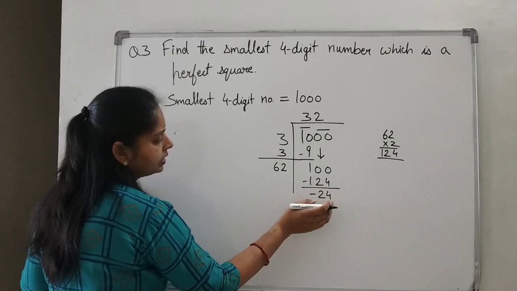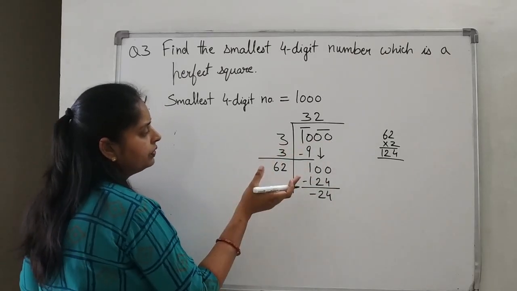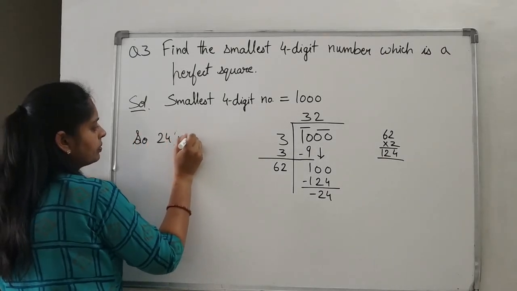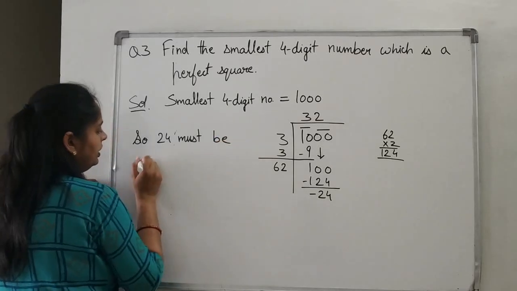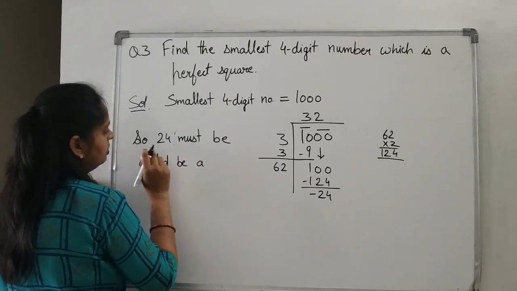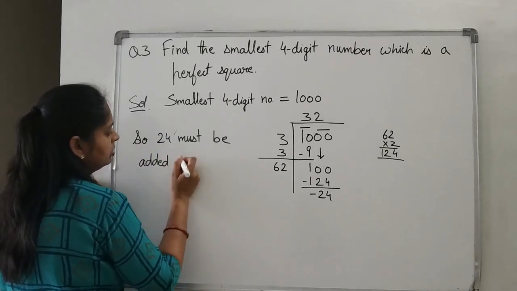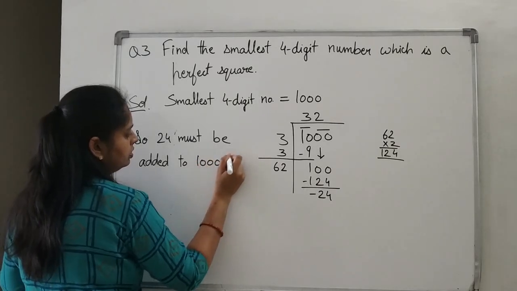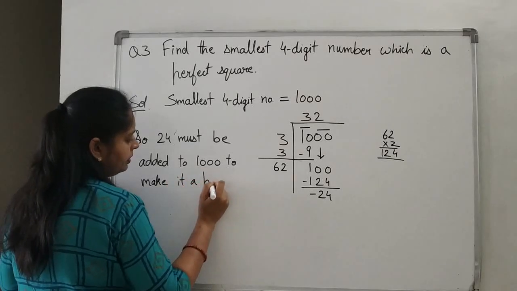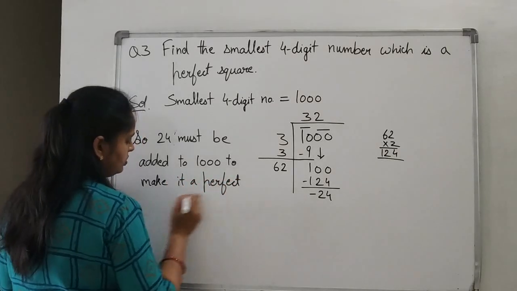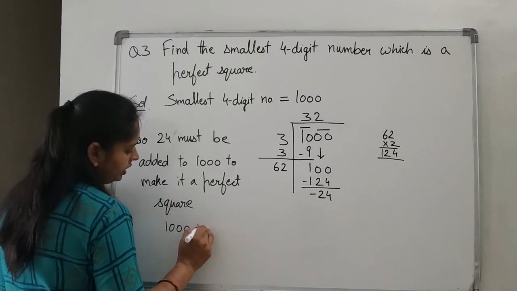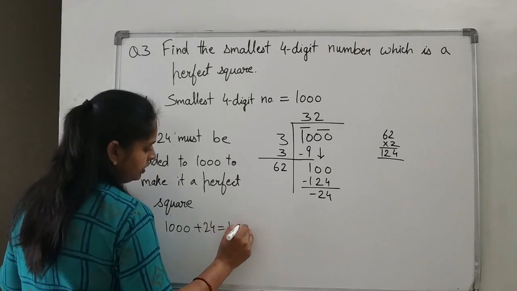So if we add this 24 in this, then we get a perfect square number. So 24 must be added to 1000 to make it a perfect square. So in 1000 if we are adding 24, what number are we getting? 1024, and it will be a perfect square.